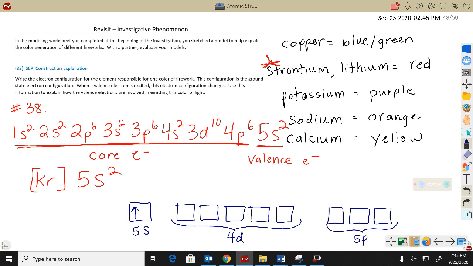But what if I had something like this? And you look at that configuration and you say, that could not possibly be okay, right? You can't put an electron in the 4D before you completely fill the 5S. And this is kind of where, remember that the 4D orbitals have more total energy than the 5S orbital. And I get that they're only in the fourth energy level, so they're a little bit smaller, but there are five of them, and D orbitals are higher energy orbitals. So even though the S orbital might be a little bigger, there's only one, and an S orbital is just a lower energy orbital. So if I have electrons that are in higher energy orbitals than what I would expect, it just means that they're excited.